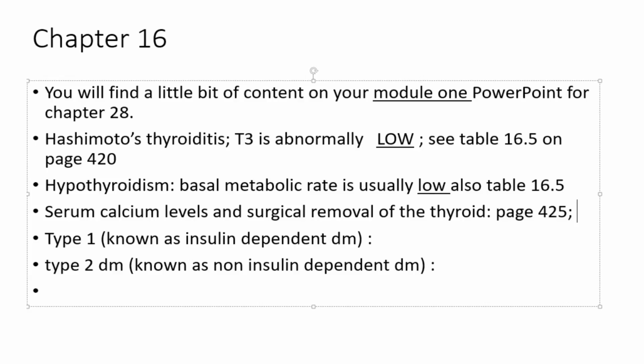Now, the polyphagia comes into play because the cells are not getting the glucose. Remember, they can't use it, so they're starving, they're hungry. And the body is telling them, you know what, I don't have enough glucose, I'm hungry, and they want to eat. All right, so type 2 diabetes, non-insulin dependent.